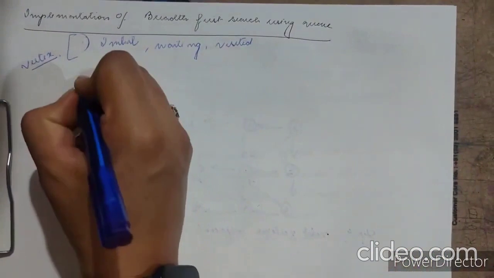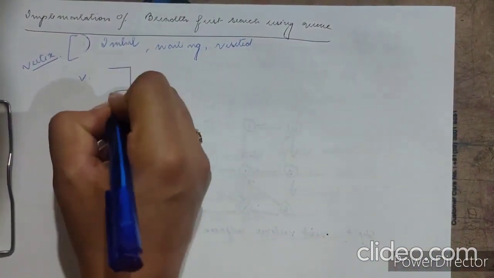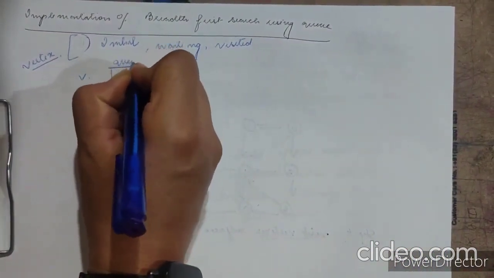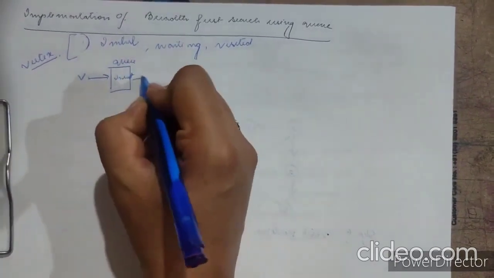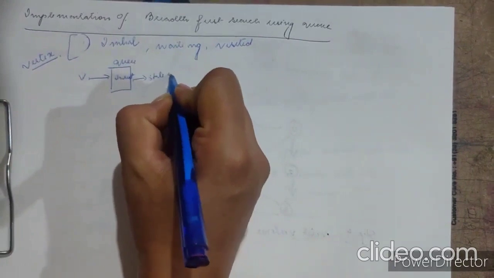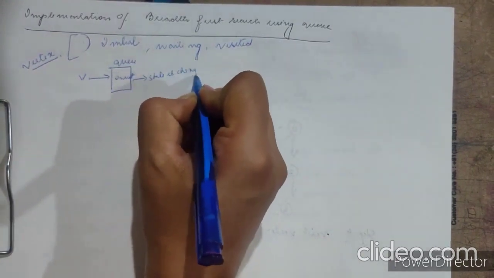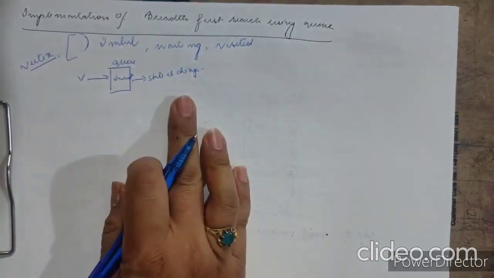Suppose we have a vertex here and we have a queue here. This is your queue. When it is going to be inserted, what will happen? Its state is going to be changed from initial.